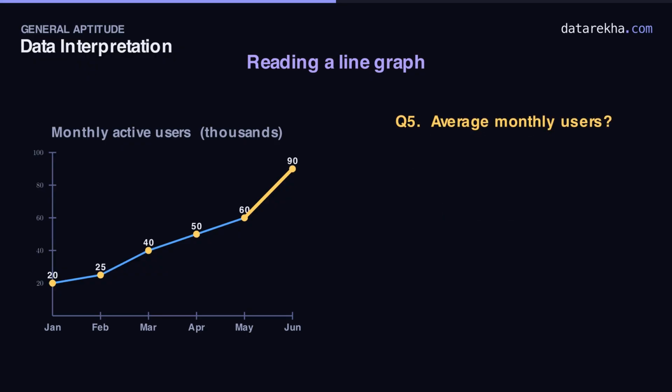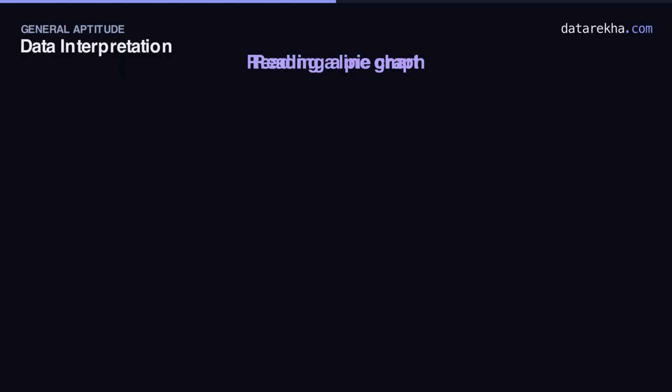Finally, the average users per month. Add all 6 months. That's 285,000 and divide by 6. 47,500 on an average month. And notice the average sits well below the June peak of 90 because the early months drag it down.